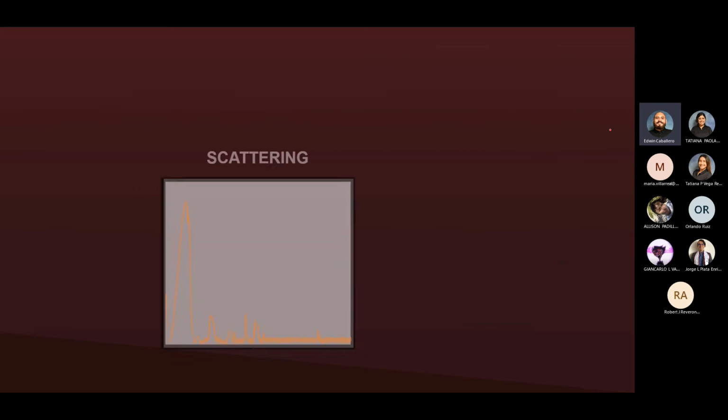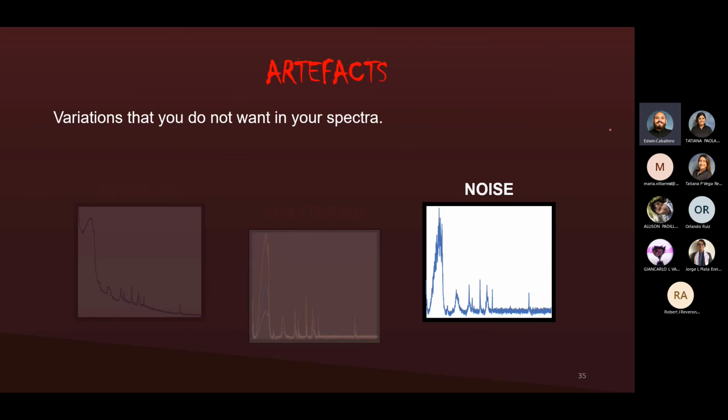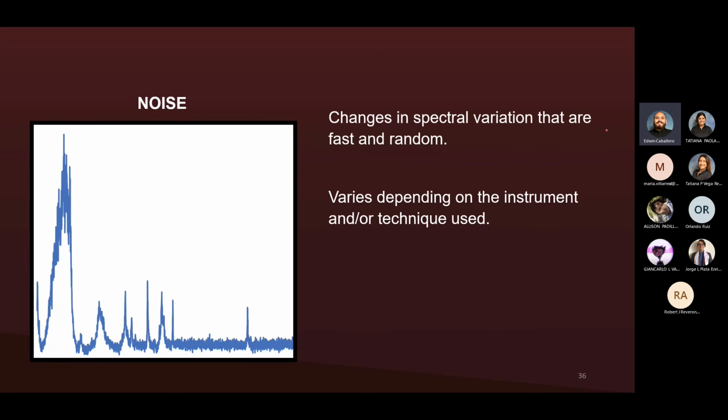Okay, so in addition to that, we have another type of artifact, which we call noise. And noise is basically when you see your spectrum and it has this fuzzy look like this. It looks random, but it does have some sort of pattern. However, it looks a lot like static, right? Something like this. And the amount of noise depends on the instrument and the technique that's being used.